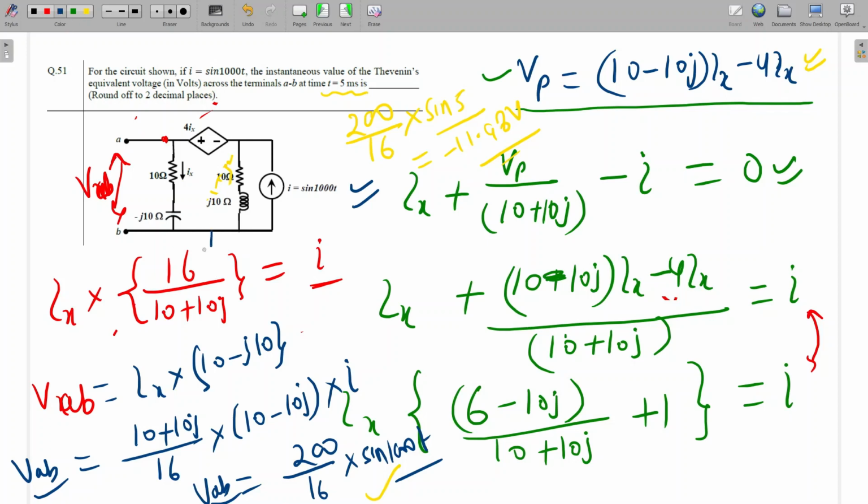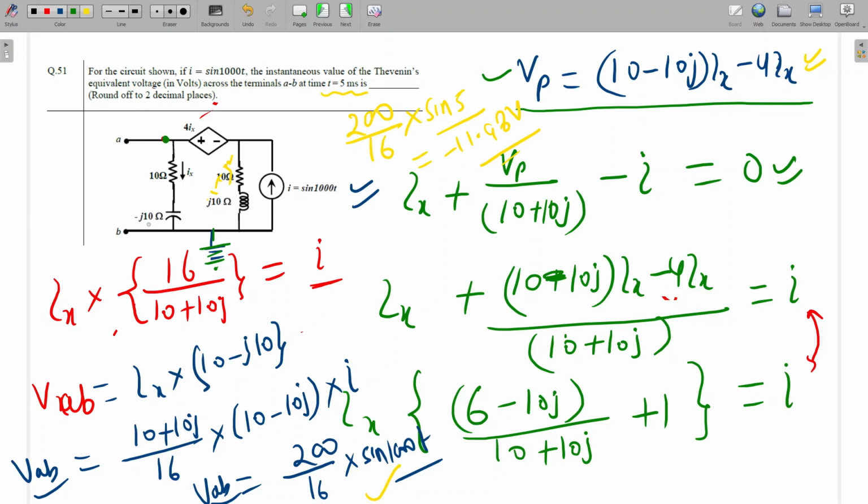See, I am taking this as the ground. So with respect to ground, what will be the voltage of this node? Can you tell? See, in nodal analysis, we have to select some ground. So if I am selecting this point as ground, what will be the potential of this point with respect to ground?